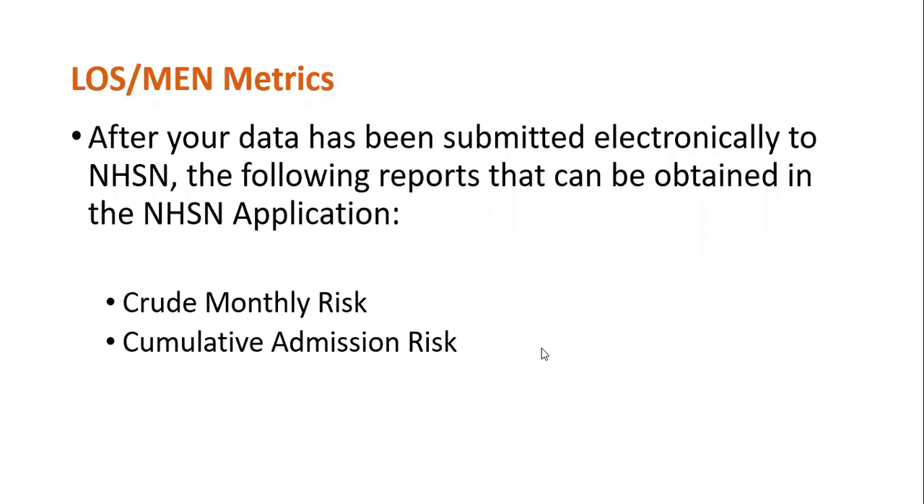After your data has been submitted into NHSN electronically, the following reports will be readily available for you in the application: the crude monthly risk and the cumulative admission risk. The survival probability will take some time to collect more information on. So at this time, what you see on the screen are the two metrics that will be available to determine prevention activities.